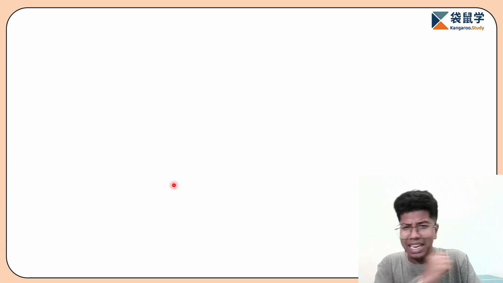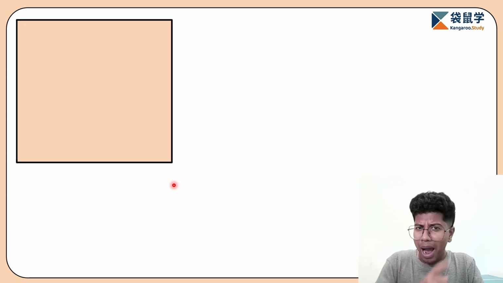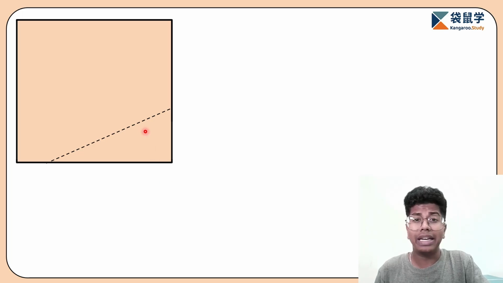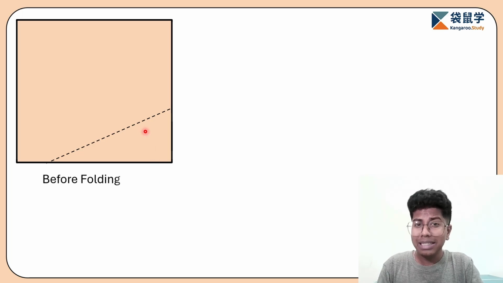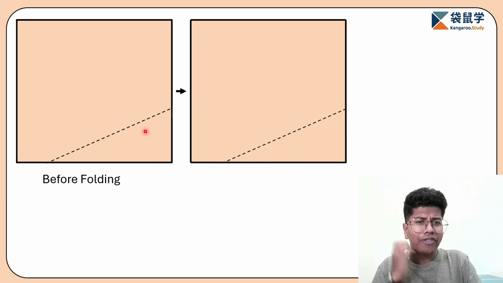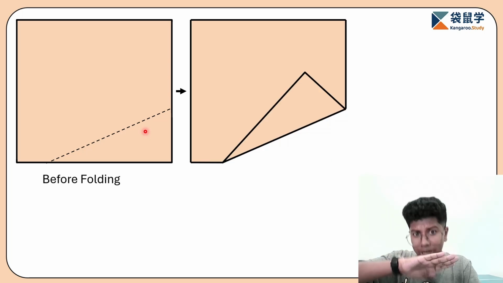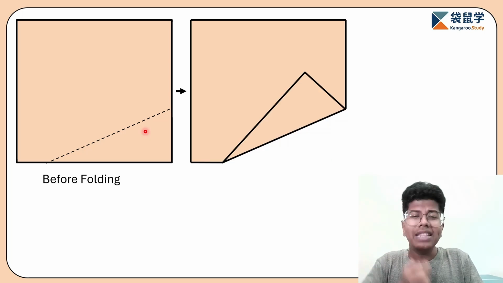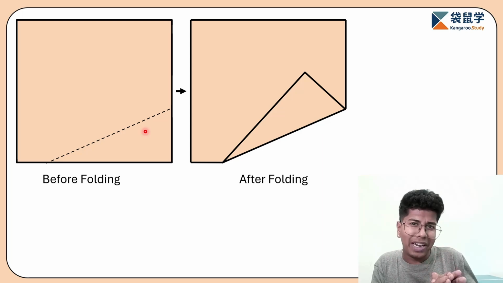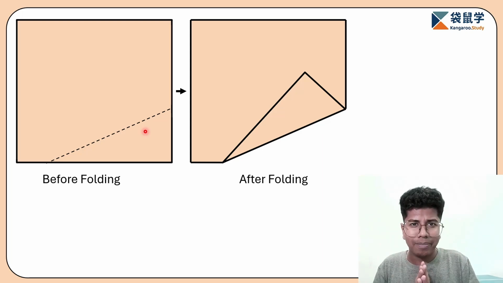Let's say I have a square sheet of paper, and I'm going to fold it along this dotted line. Let's call this before folding. Now I'm going to fold it from this dotted line, and the part that is before folding will move. Now let's mark this as after folding. So here we have two sets of papers, before and after.